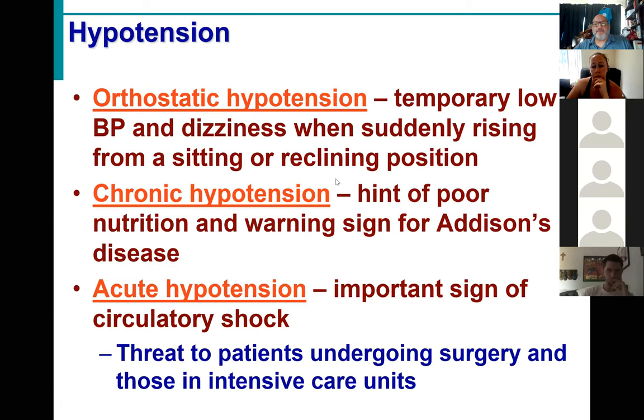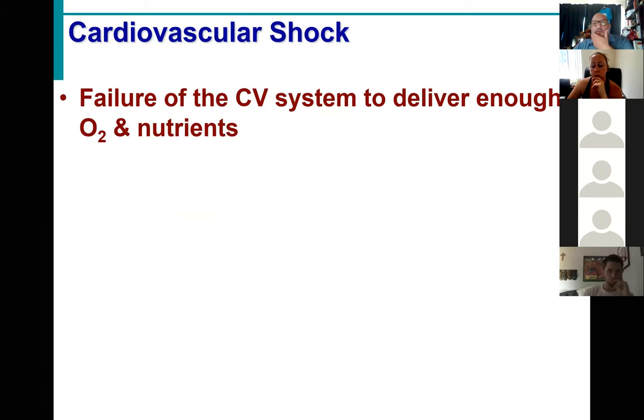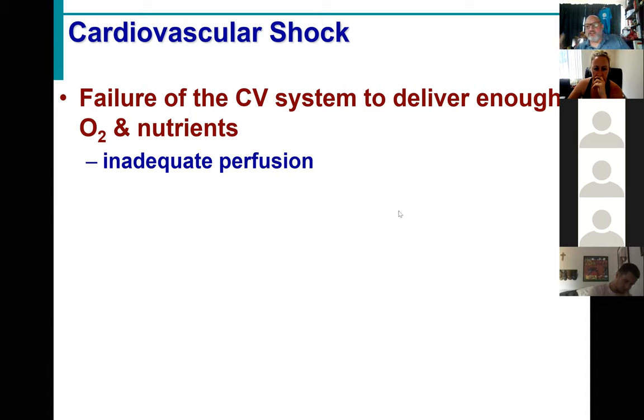Alrighty. Now, again, those are the different types of hypotension. And as we talked about a little bit before, we have this issue of cardiovascular shock. Cardiovascular shock is basically the condition where there is a failure of the cardiovascular system to deliver enough oxygen and nutrients. Right? And as we've talked about, there can be different causes for this. Essentially, we are not able to get enough blood to an area.